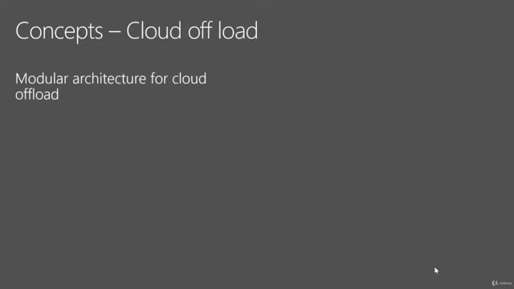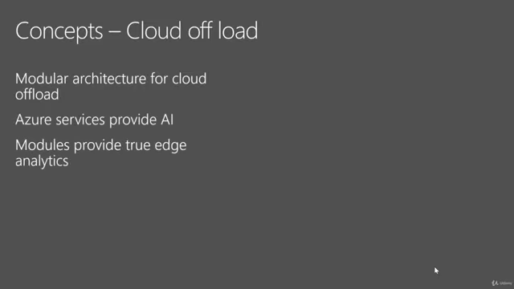Let's see another concept, which is cloud offload. So modular architecture for cloud offload. We'll speak about Azure services and how they provide AI models. These models provide true edge analytics, so we can have the analytics of what's happening on IoT Edge, and we can see what's exactly happening with our telemetry and our data. And we offer an ecosystem for third-party edge services.